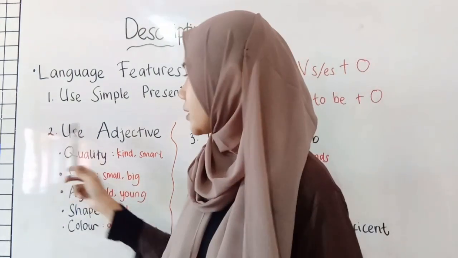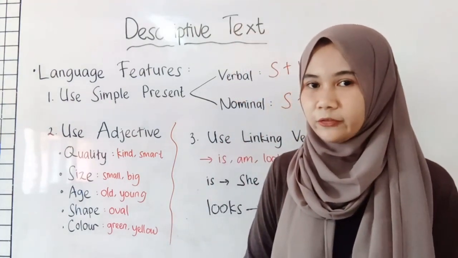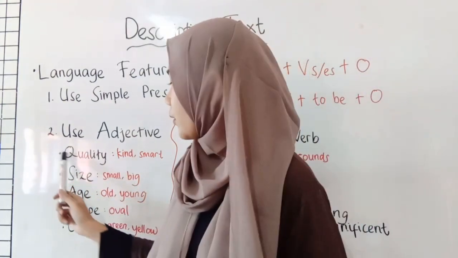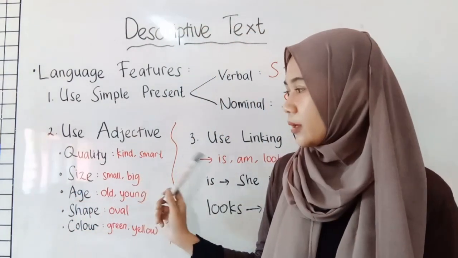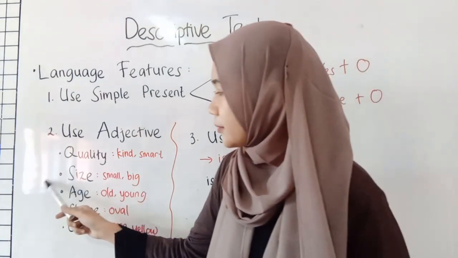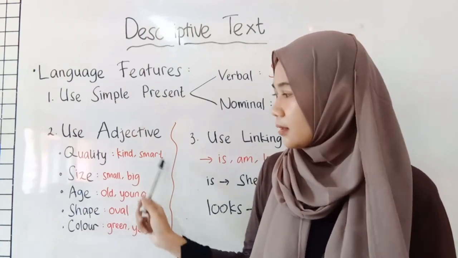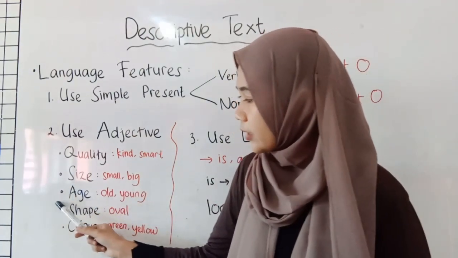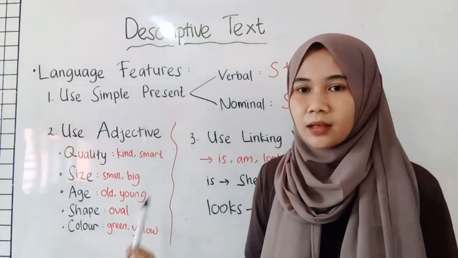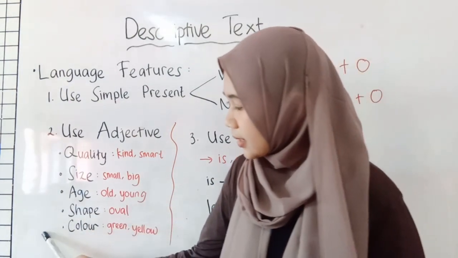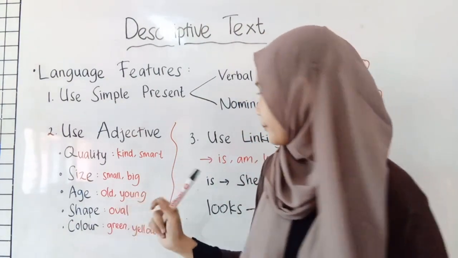And the second, use adjective. Some adjectives are usually used in descriptive text. There are qualities such as kind, smart, beautiful. And second, size such as small, big, large. And third, for age, old, young. For shape, oval, round. And the last, for color, such as green, yellow, and so on.